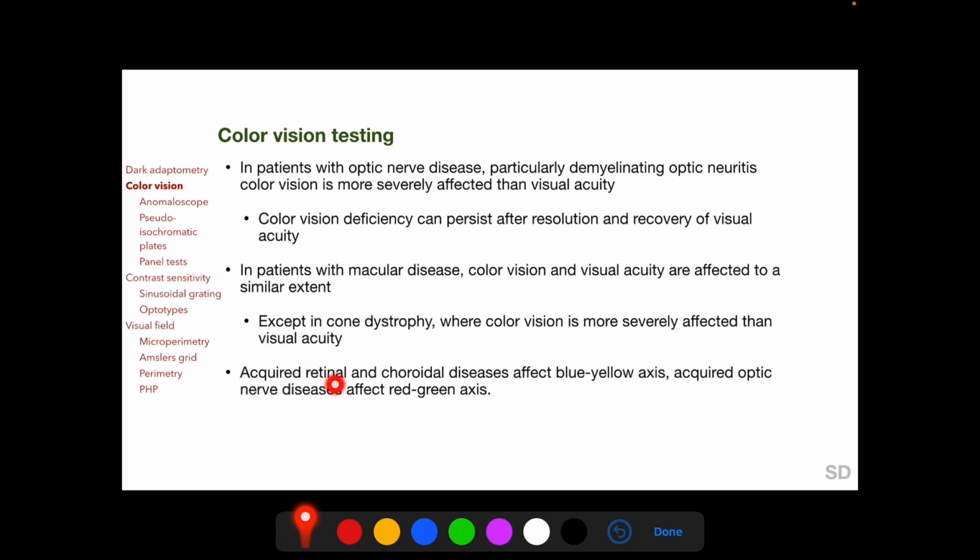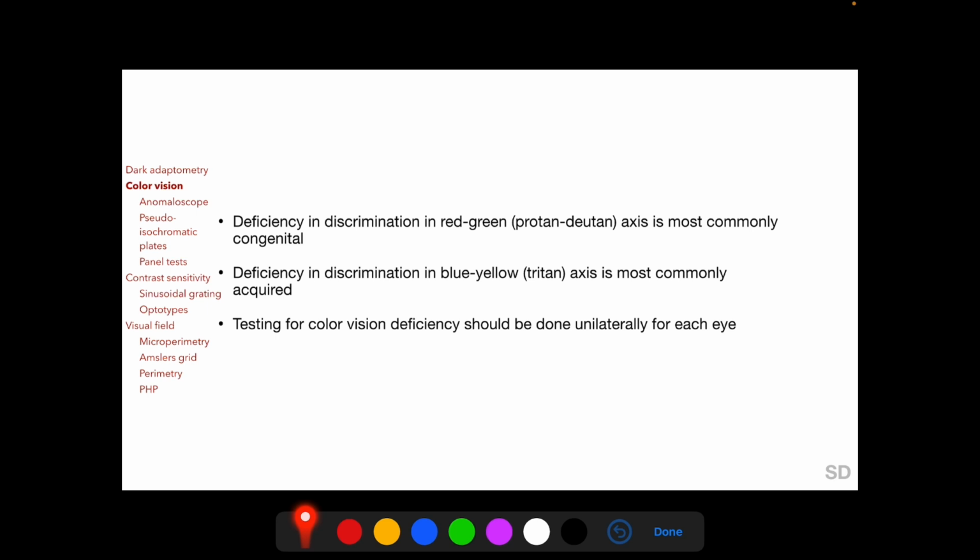Acquired retinal and choroidal diseases tend to affect the blue-yellow axis more severely, whereas acquired optic nerve diseases tend to affect the red-green axis more severely, and this is important to remember. We have discussed the axis of color opponency in the session on physiology of neurosensory retina. On the other hand, deficiency in discrimination in the red-green axis is most commonly congenital, and deficiency in discrimination in the blue-yellow axis is most commonly acquired, which is also important to remember.